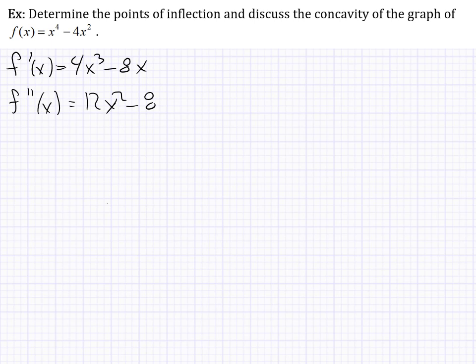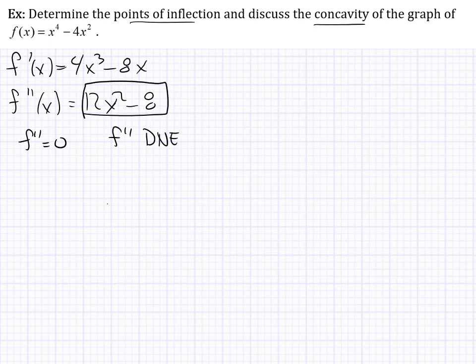So now in order to find points of inflection and concavity, this all has to do with the second derivative. So we need to figure out when the second derivative equals 0 and when the second derivative does not exist. Being that the second derivative is a polynomial, this quadratic polynomial, we don't have to worry about does not exist. So mainly we're just focused on when does 12x squared minus 8 equal 0.